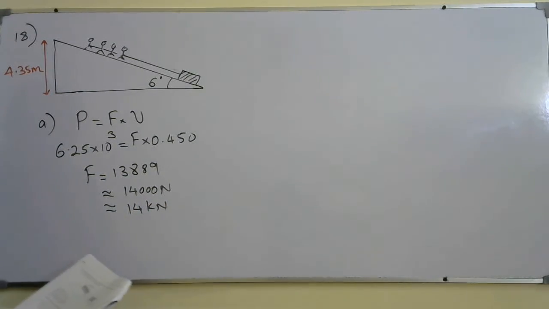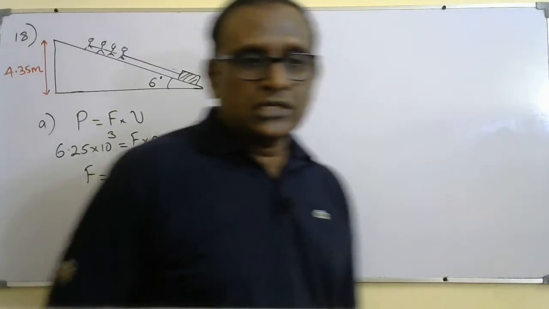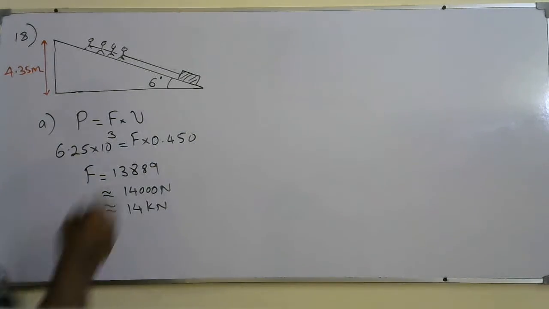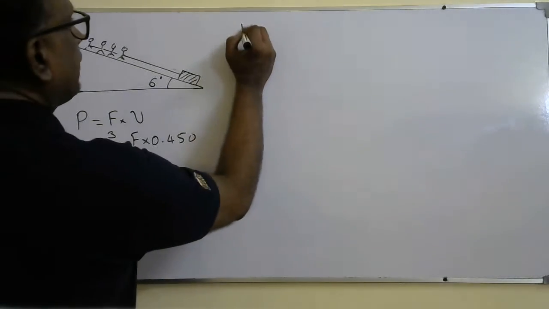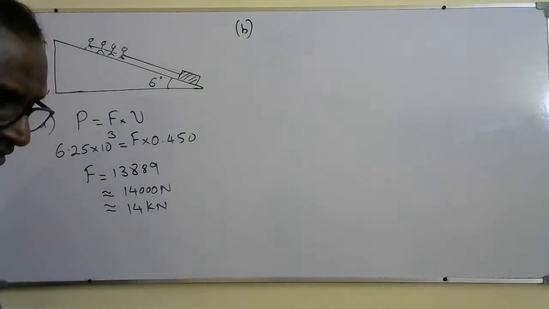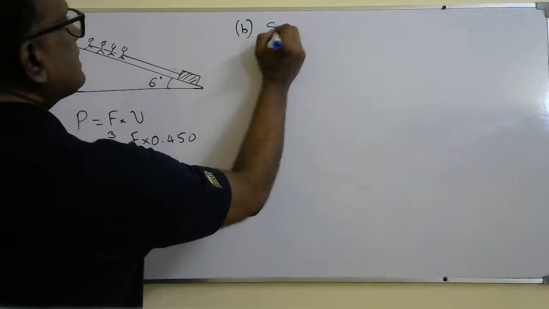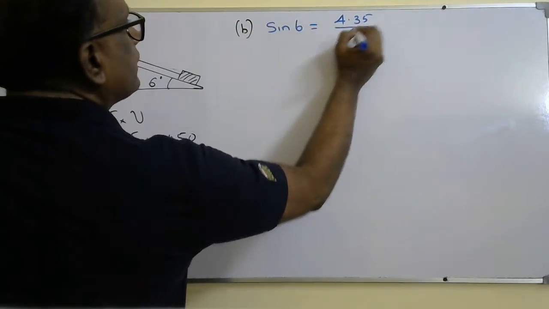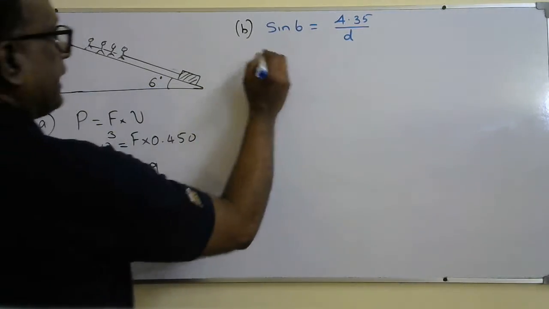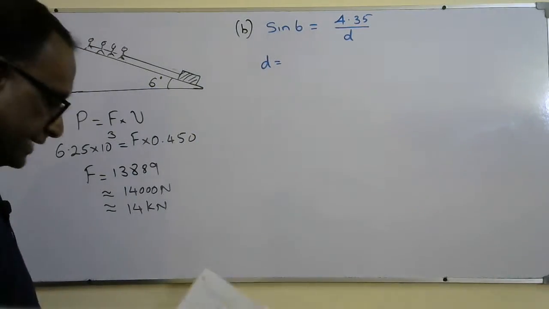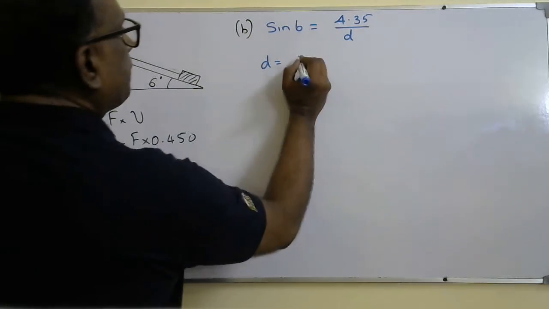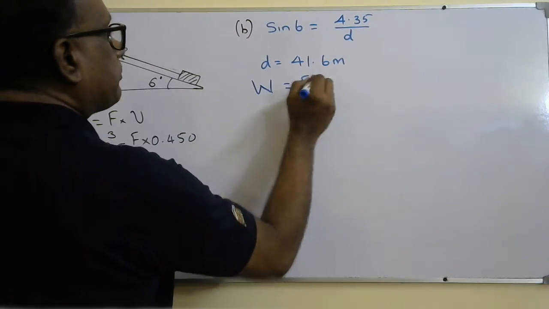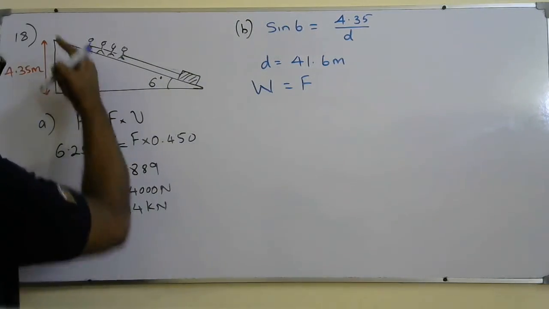That's the A part. B part, determine the total work done by the team. So we should find the distance they are moving. We know the angle, we know the height. We need to find the distance they move, so we can use sin 6 equals 4.35 over the distance they moved along the slope. I took it as d, so d equals 4.35 over sin 6, which is equal to 41.6 meters.